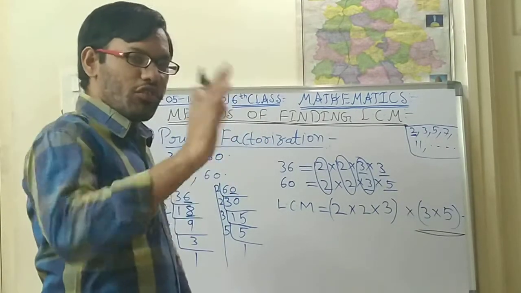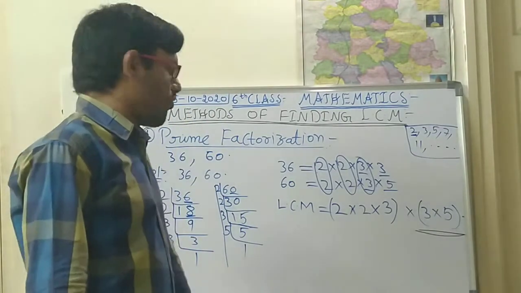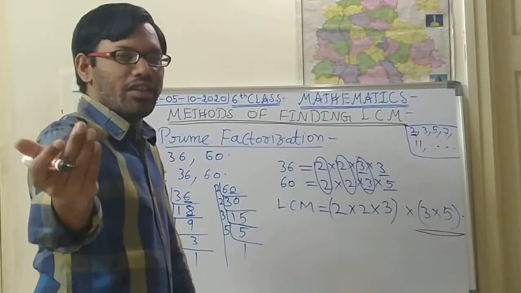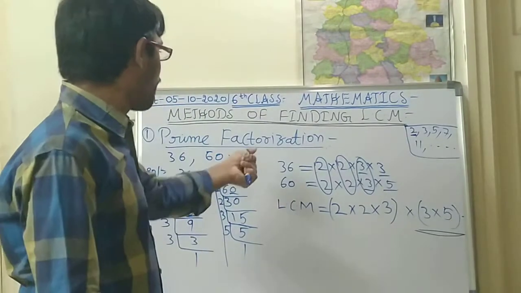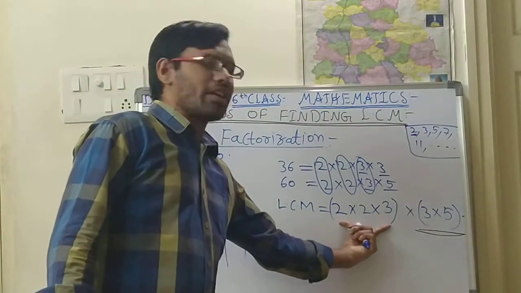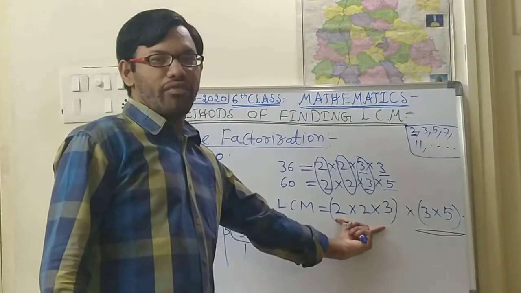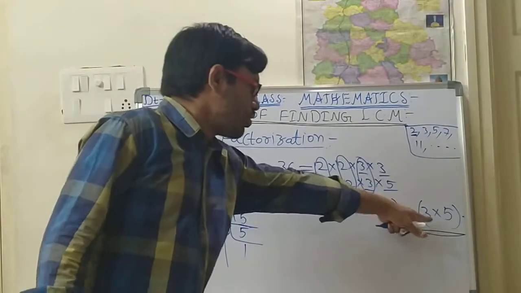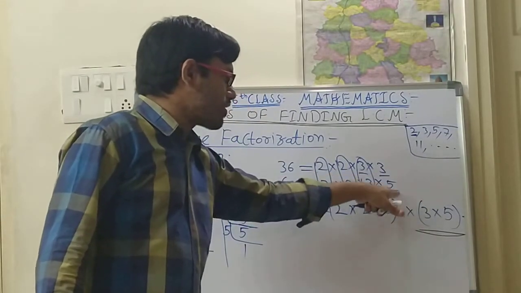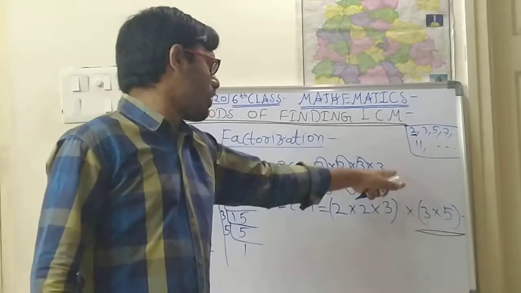If you have not understood, you can refer back to your pages. When you did the HCF with prime factorization, you took only the common prime factors. But in the LCM you should also take the remaining extra numbers, and you should multiply whatever numbers are there.